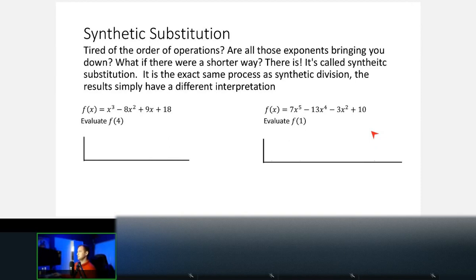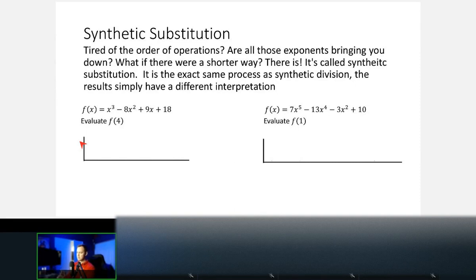All right, synthetic substitution. Before, if I said evaluate this function when x equals 4, we would plug this number into every x value that we saw, right? So we'd have 4 cubed minus 6 times 4 squared plus 9 times 4 plus 18. We would do the math like we've been doing for a long time to get the answer. And that's great, right? But there's a different way we could approach the same problem. Instead of plugging in 4, plug and chug, we're going to use synthetic substitution.